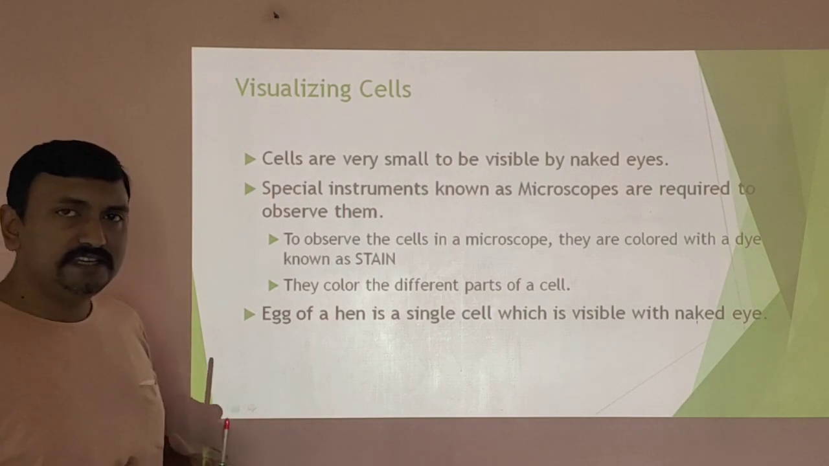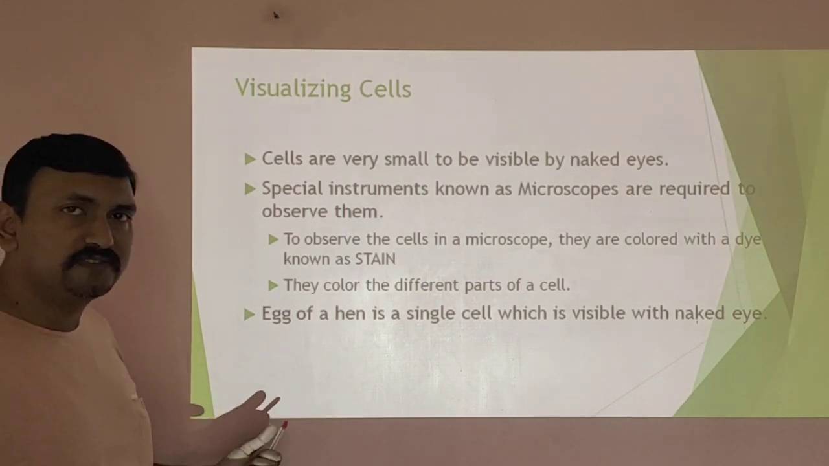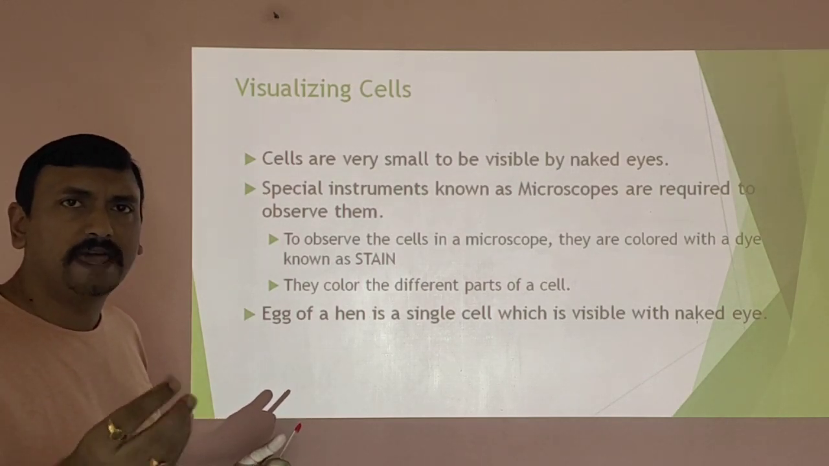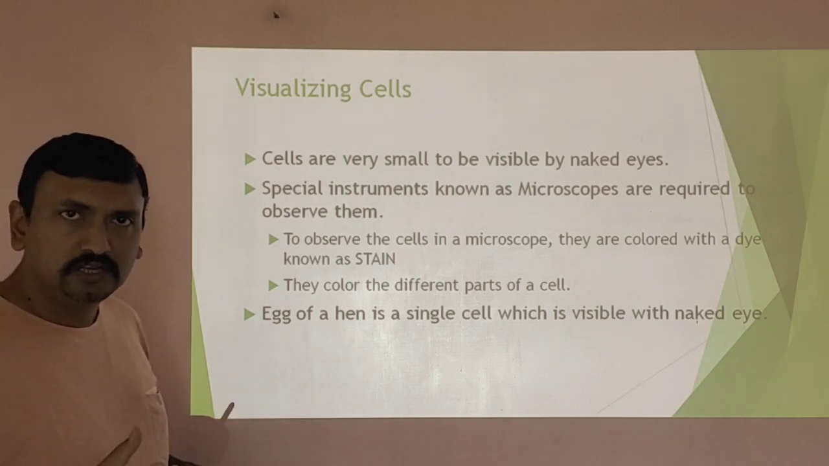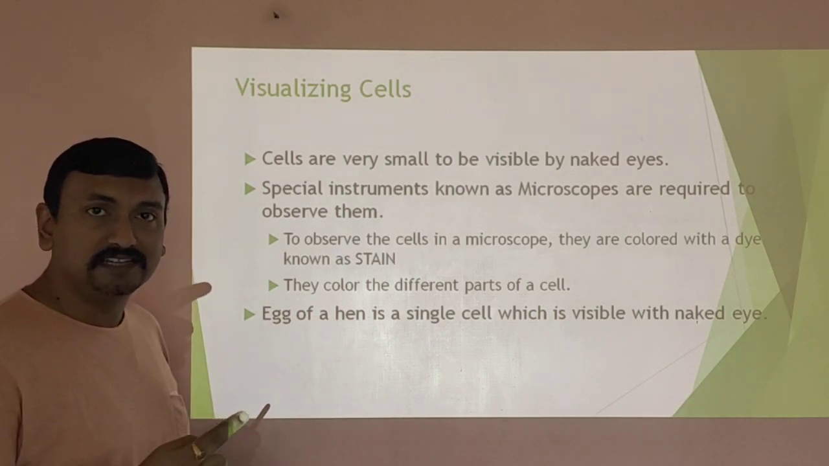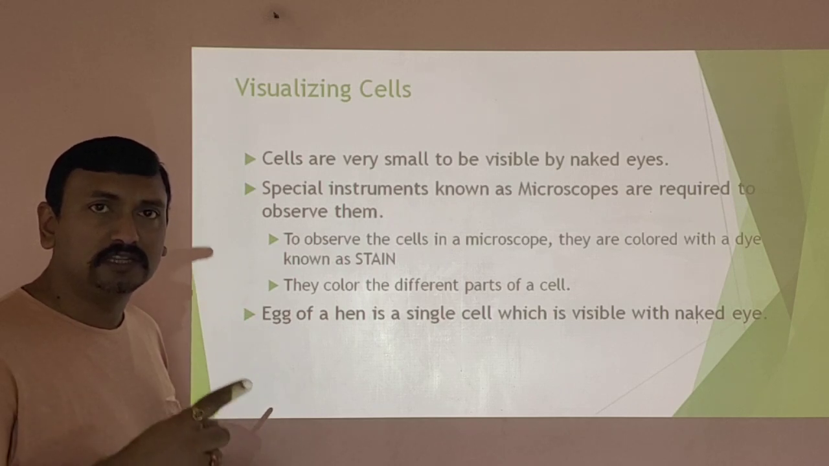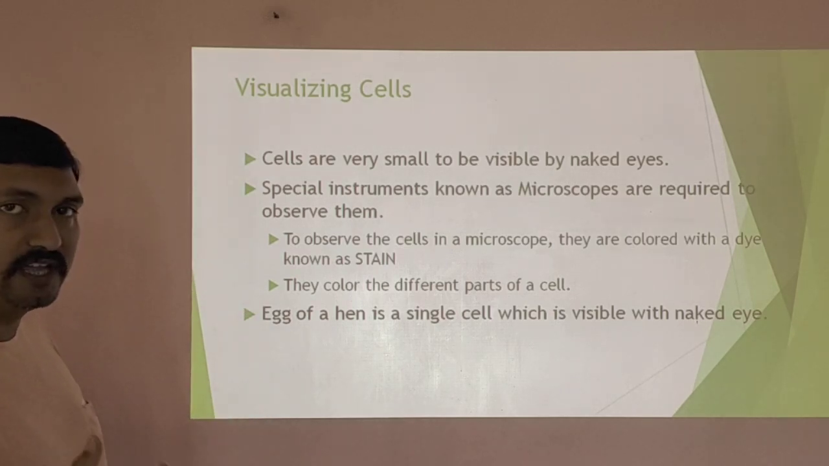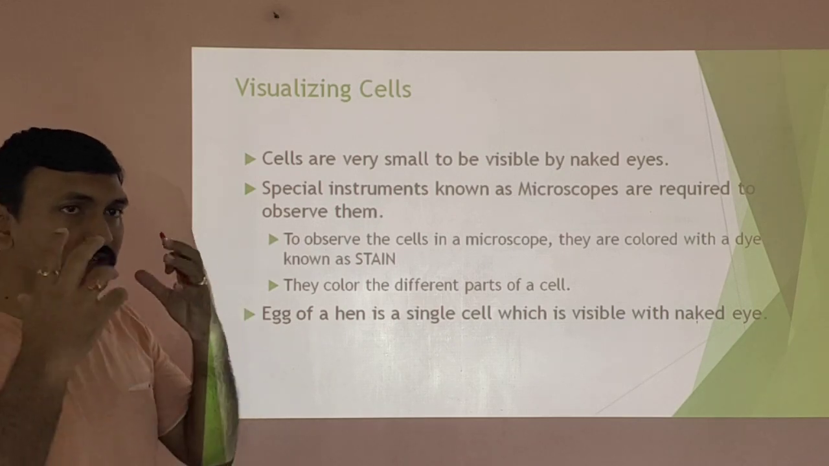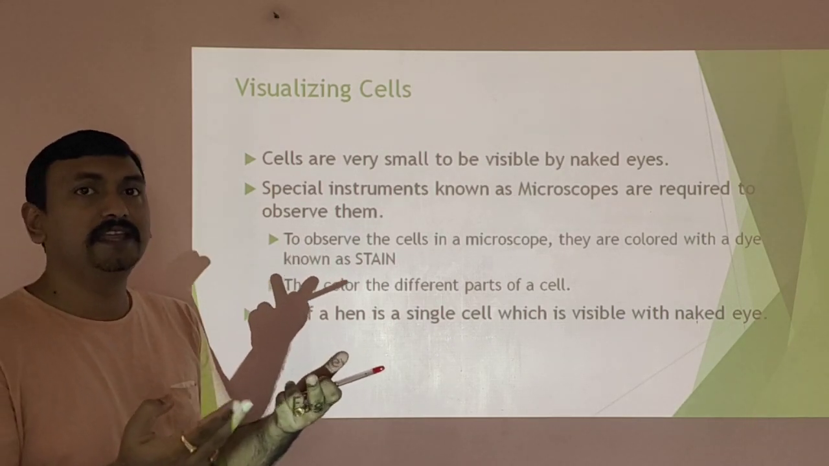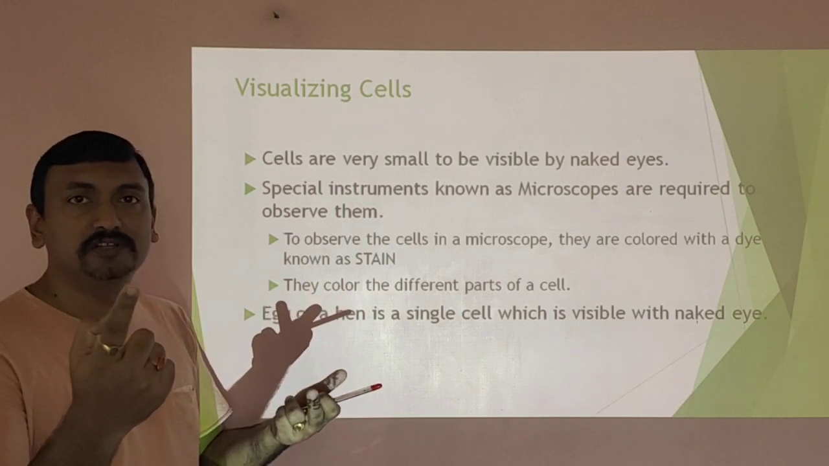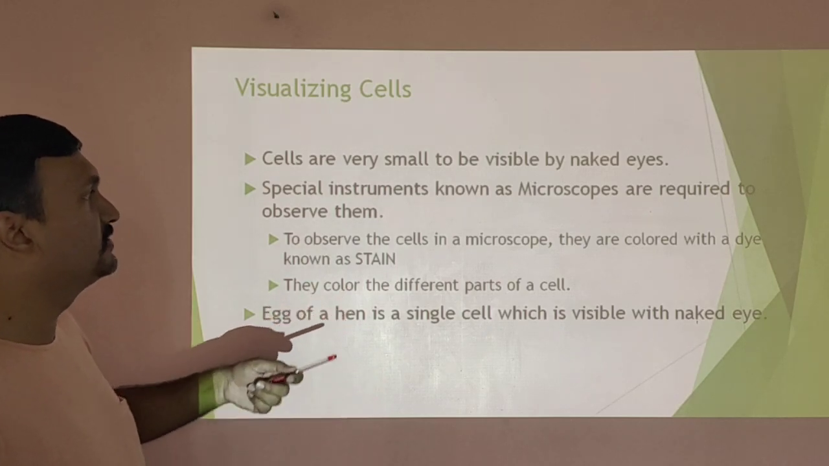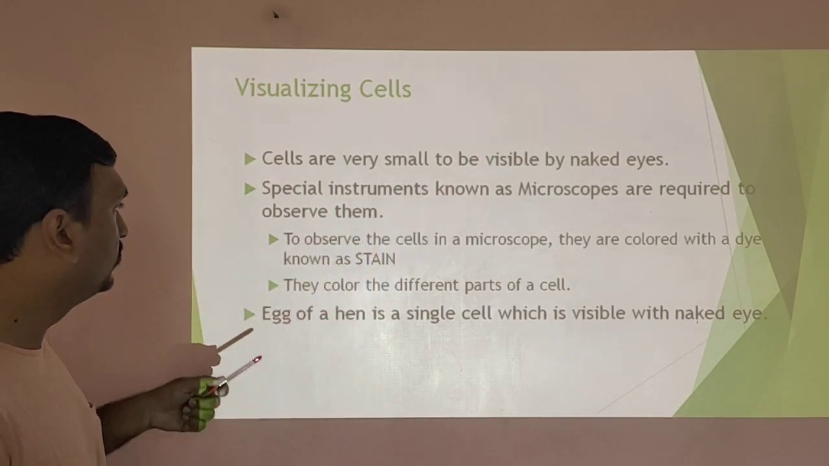Now, how do you see these cells? Because in the previous slide you have seen these cells are very small, a few micrometers. Micrometer means 10 to the power minus 6, that is you put 0, then 5 zeros, then 1 is a micrometer. So it's very small. Therefore obviously you cannot see with your naked eyes. Then you will need some specialized instruments. These instruments are called microscopes.